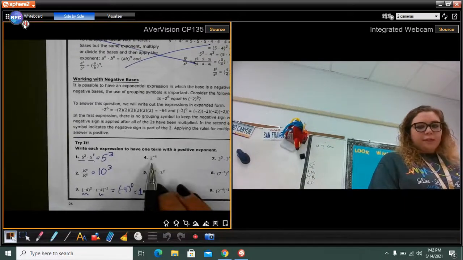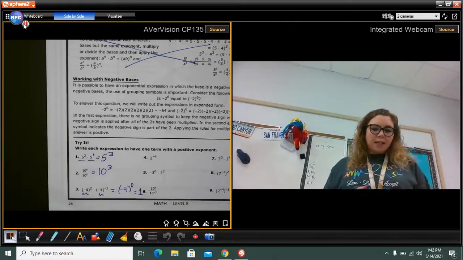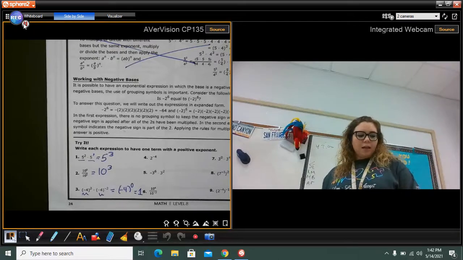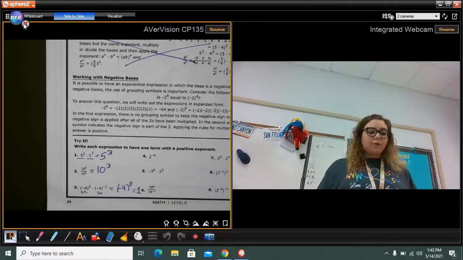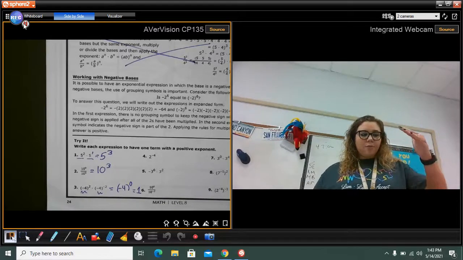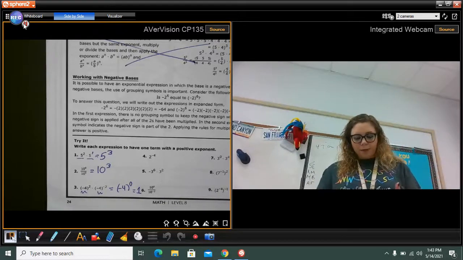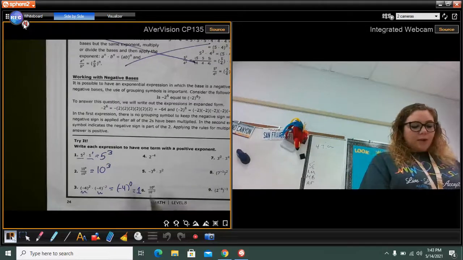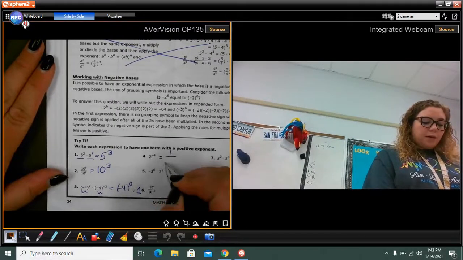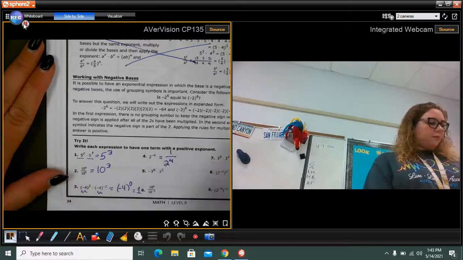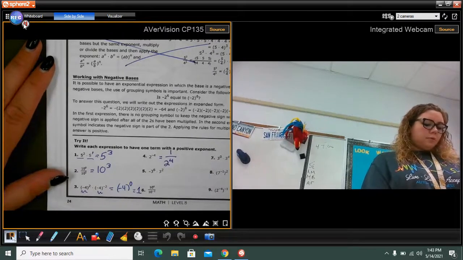Over here, I'm not combining anything. I'm not multiplying anything. But do I have a negative exponent? I do. So I have to do the reciprocal. If it's on top, I'm going to bring it on bottom. If it's on bottom, I'm going to bring it on top. However, this is on top, so I have to move it to the bottom and then make the exponent positive. Okay?